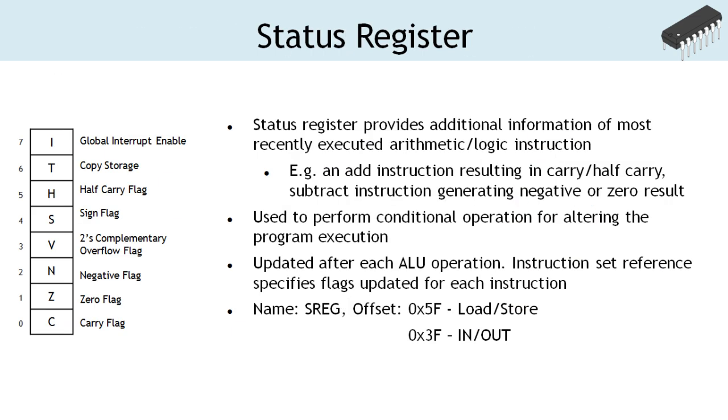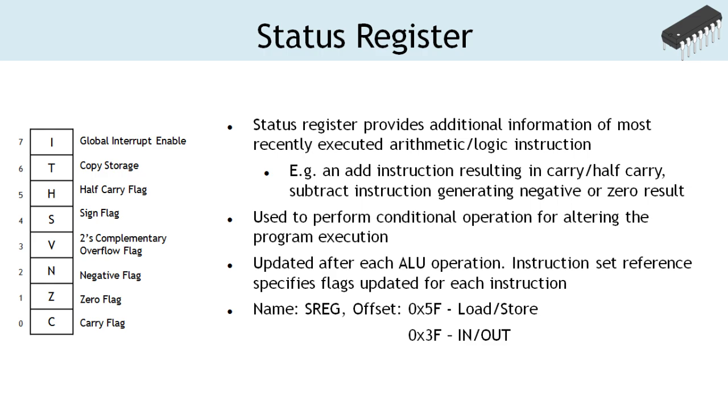The status register stores the additional information of the result for the most recently executed arithmetic or logical instruction. For example, an add instruction may result in a carry which updates the carry flag in the status register. Similarly, a subtraction instruction may generate a negative or 0 result which sets the negative flag or 0 flag appropriately. This information is used to perform conditional operation which may alter the sequence of program execution. These conditional instructions are used to implement if-else statement and loops available in C program.